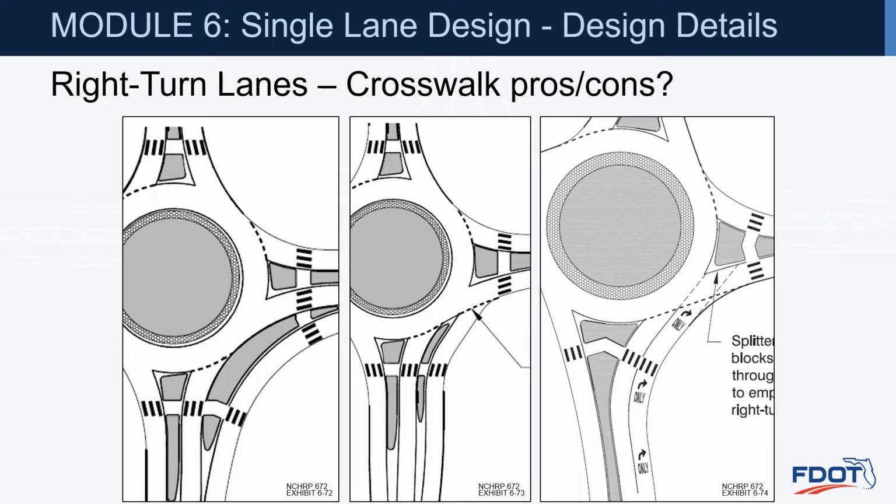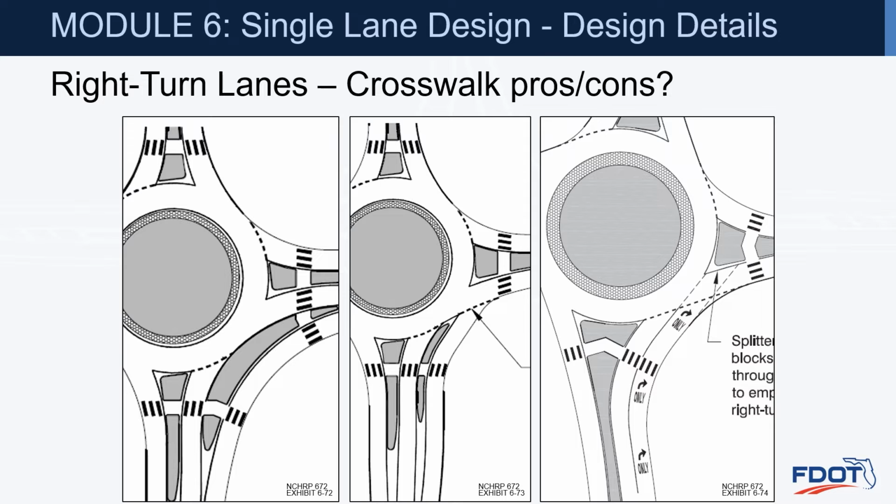Right turn lanes and the crosswalk, pros and cons of the different alternatives. The one on the left is the free flow, so potentially a little bit higher speed with that, crossing two different crossings at that location. Yet the driver, as they're approaching, doesn't have to worry about vehicles circulating, so they can focus in on the pedestrian without having to look to the left for vehicles exiting out of the roundabout.